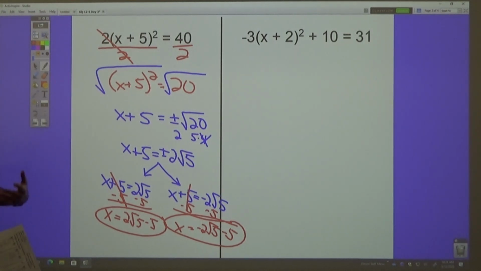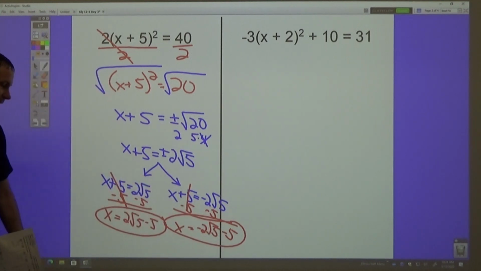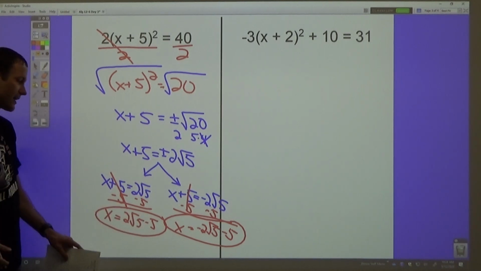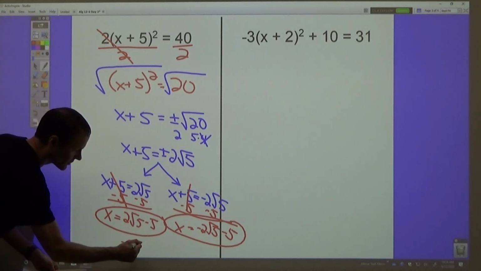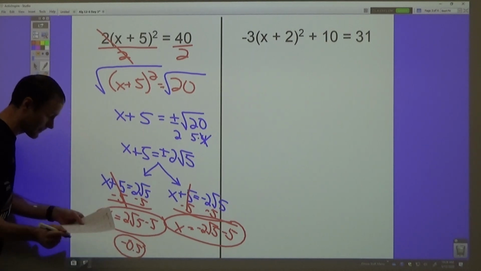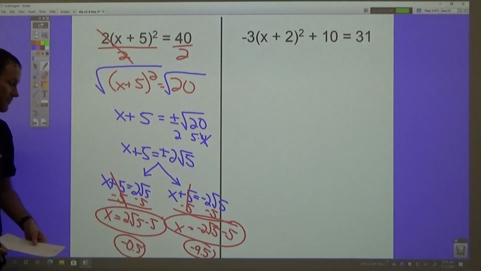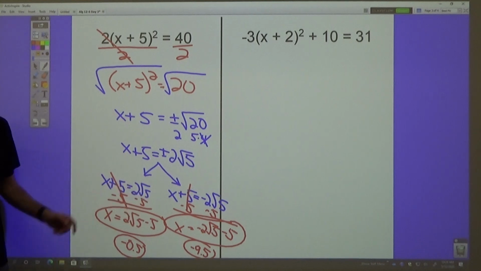If we are going to put it in decimal form, you just type this right directly into the calculator. 2 radical 5 minus 5. Make sure your minus sign is outside of the radical, not underneath the radical. When you do that, you would get negative 0.5 for this one, and you would get negative 9.5 for this one. Be careful, it's not just plus or minus the same number after we split them.